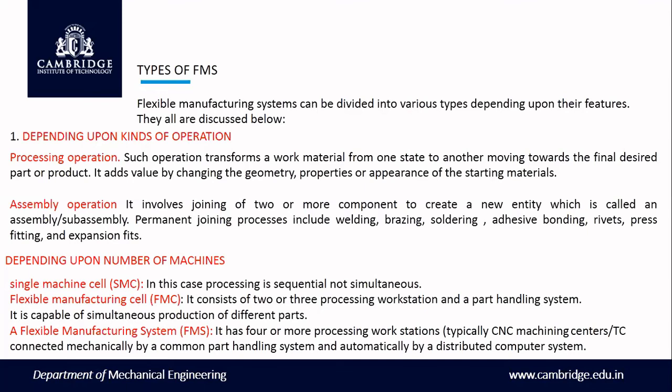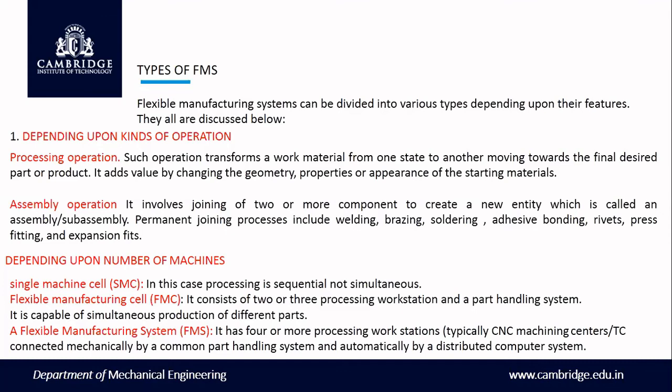The flexible manufacturing cell is called FMC. It consists of two or three processing workstations and a part handling system. It is capable of simultaneous production of different parts. That is, one part is produced in one workstation, and another part is produced in another workstation. That is called a flexible manufacturing cell. And another is the flexible manufacturing system. It has four or more workstations, typically CNC machining centers or turning centers. TC represents turning center. They are connected mechanically by a common part handling system and automatically by a distributed computer system. This is called a flexible manufacturing system.